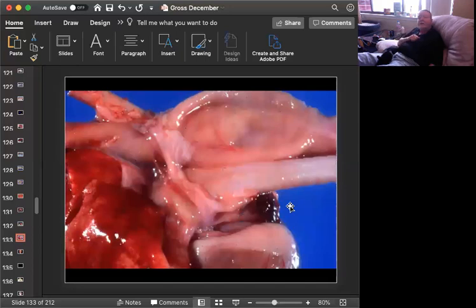Slide number 9 is also tissue from a dog. Can you give me a morphologic diagnosis? Okay, time's up. It's a great picture. We're looking at the base of the heart. Here are the lungs. Here is the esophagus, and here is a fibrous band, which is actually the ligamentum arteriosum.